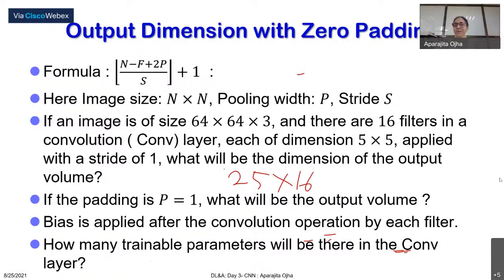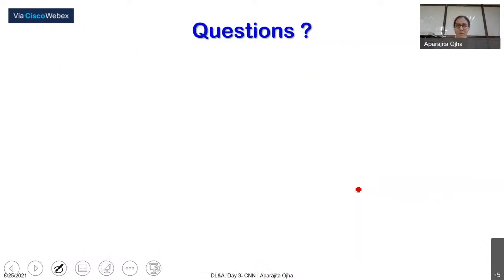Abhishek Dobal writes 16 cross 5 cross 5 cross 3. No, I beg to differ from you, because we have chosen 3 copies of the filter. So the same W values will be there, right? So it is 25 cross 16. But each filter uses its own bias and there are 16 filters. So it is 25 cross 16, like 400, plus 16. Fine. So that is how the number of parameters is calculated.